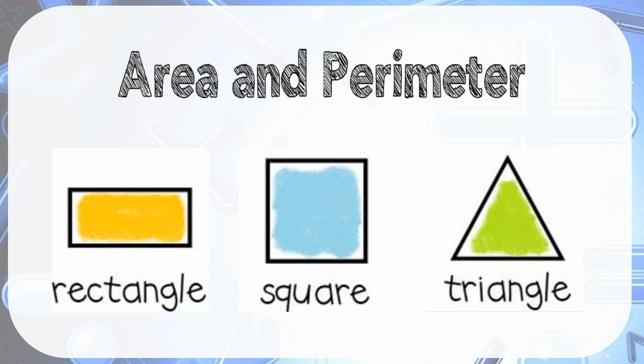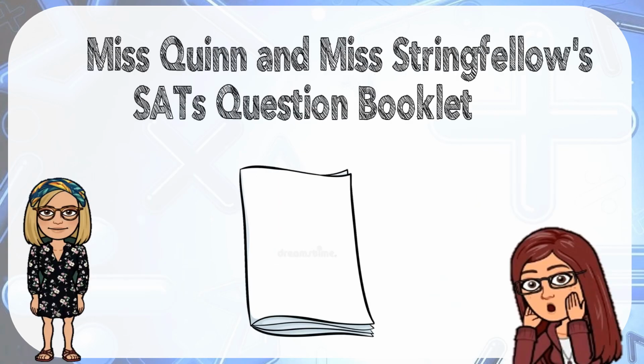So today's video is going to be all about finding the area and perimeter of shapes, including some SATs questions. So my Year 6s have taken home a SATs question booklet. If you've got one of those, you can actually go through the booklet as we go through the questions and check whether you've got the answers correct. Or even if there was a question there that you weren't too sure about, now's the time to check how you do it.